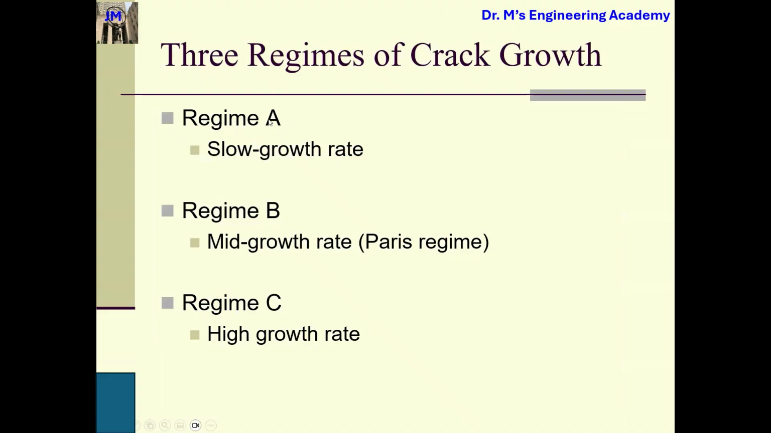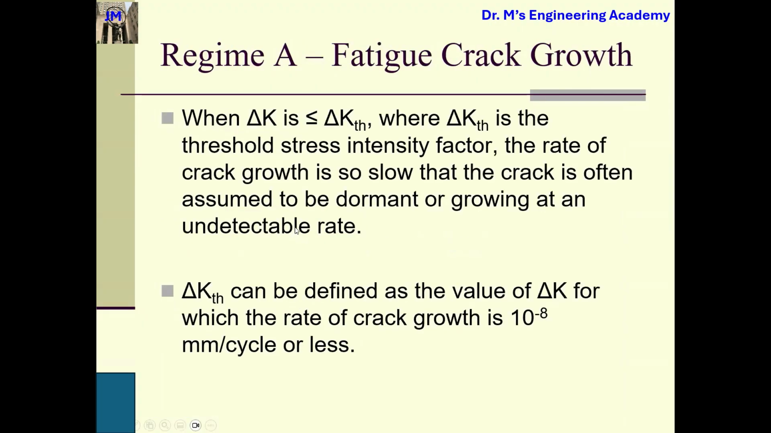So the three stages are called regime, or stage, A, B, and C. It's the same thing. Regime A, fatigue crack growth, is where the range of the stress intensity factor, delta K, is lower than delta K_th. TH is the threshold; write down that TH is the threshold level, or the critical.